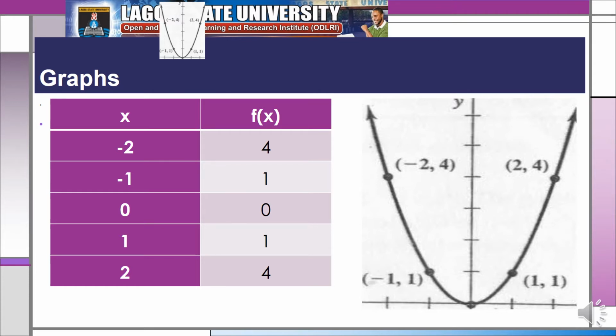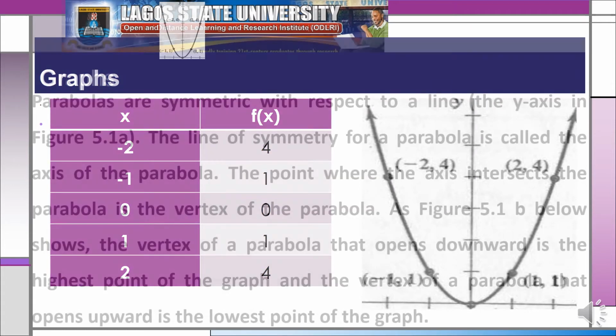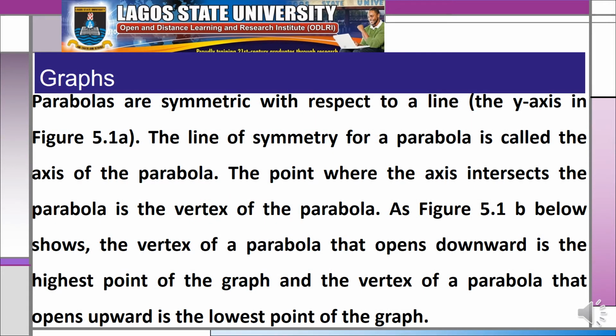These points are then plotted on the paper to obtain the curve you are seeing. Parabolas are symmetric with respect to a line, the y-axis. The line of symmetry for a parabola is called the axis of the parabola. The point where the axis intersects the parabola is called the vertex of the parabola. These are shown in the diagram above, figure 5.1.